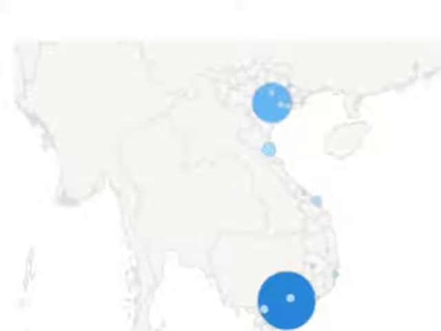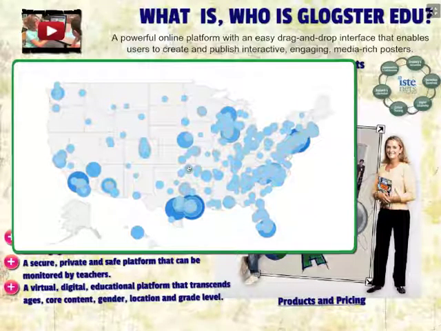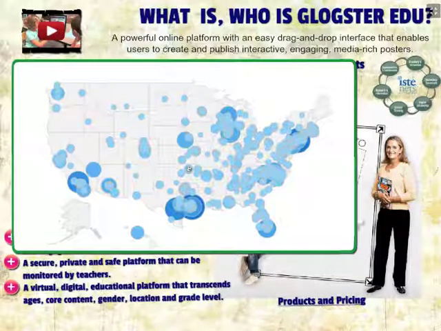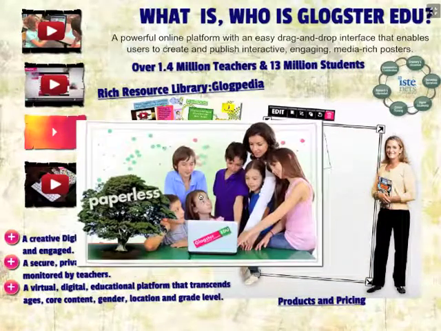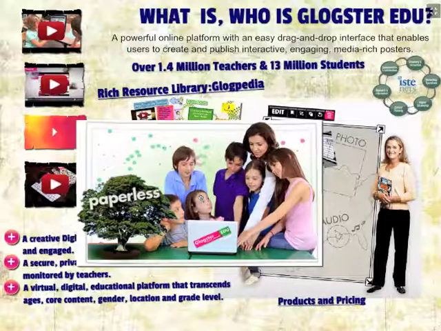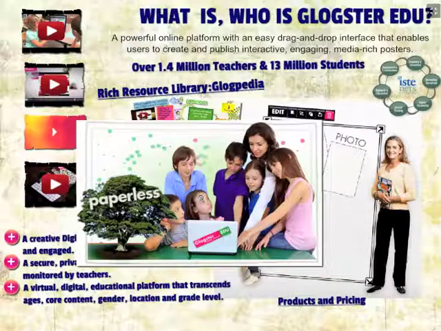Glogster right now is an international phenomenon. In the United States, where we have our highest presence, we have over 23% usage amongst teachers. Glogster itself is a very green solution for poster board, markers, and supplies in the classroom.